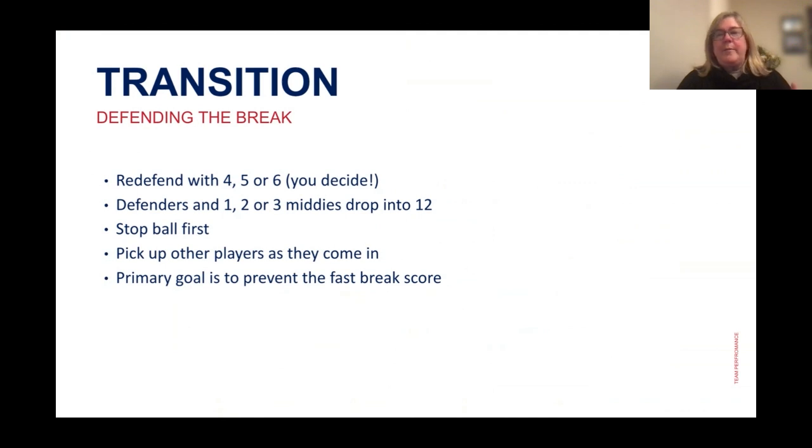You're going to benefit your team the most in defensive transition if you can play as much as you can even, as opposed to player down in your transition.